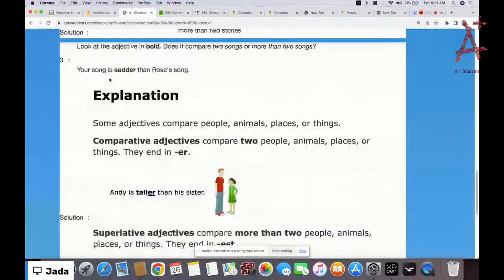Your song is sadder than Rosie's song. So you see, this one, our song is better than Rosie's song.